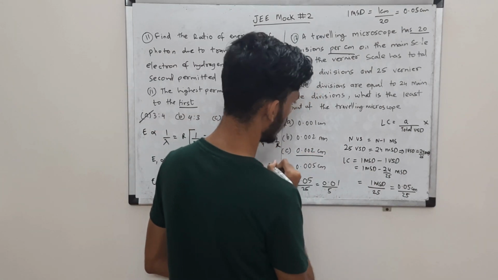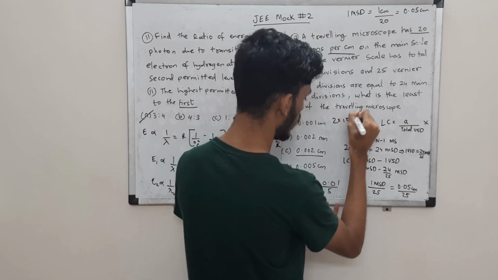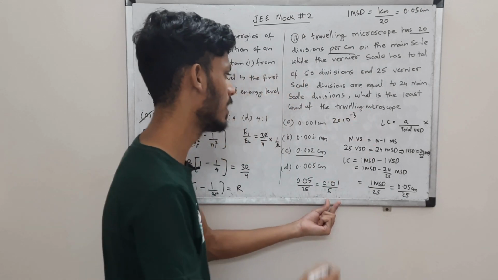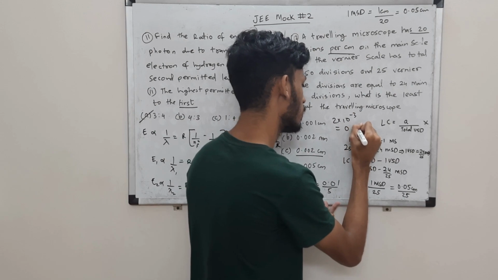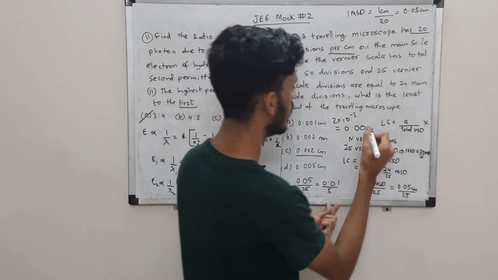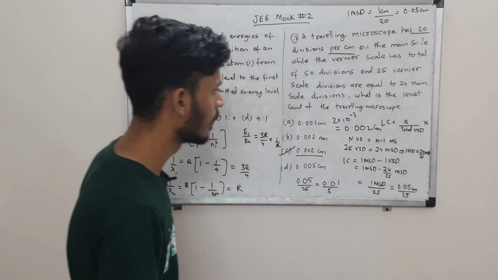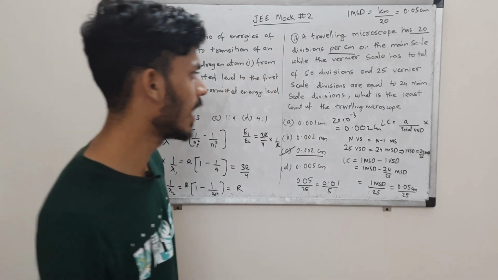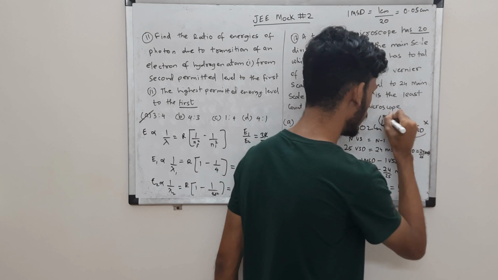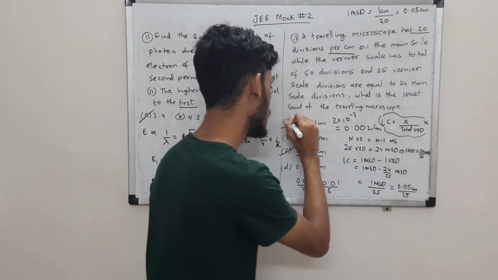So I think this is the correct answer. We get 2 into 10 to the power minus 3, when you solve this, which is this, right? And the answer is in centimeters, of course. So this is not the one, option C. Okay, so that's correct. When you apply this formula, you will get a different answer. I think you get this answer, which is incorrect.